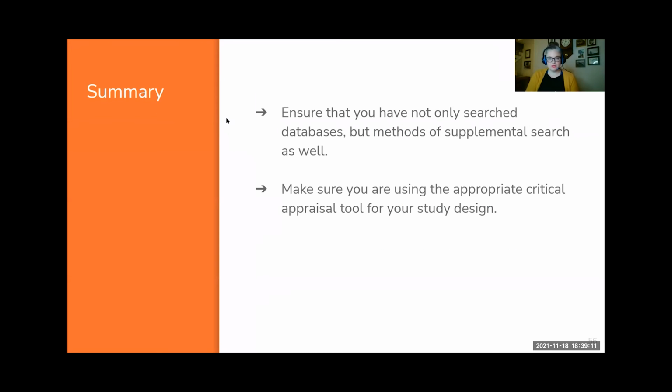We'll help you with talking about databases and making sure your supplemental methods are well done. And the other thing too is you want to make sure that, right when you're writing your protocol, you're using the appropriate critical appraisal tool. Again, all of these things are really important at the beginning planning stages to make your project go easier.